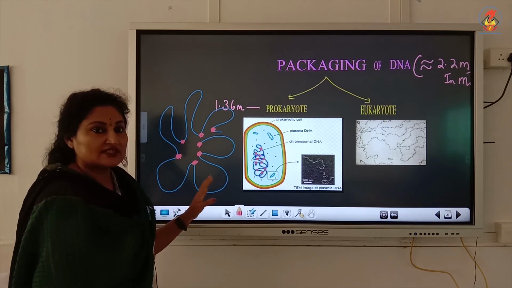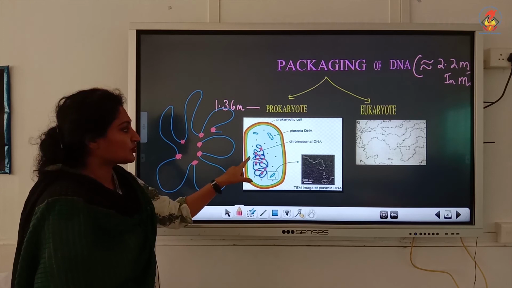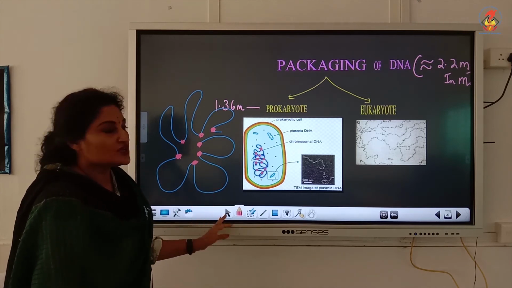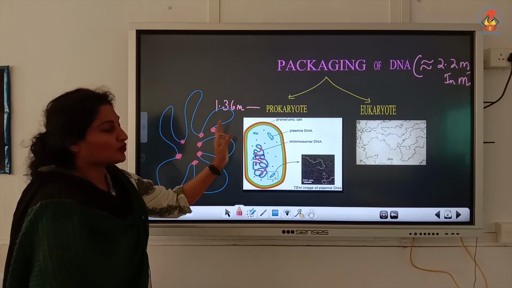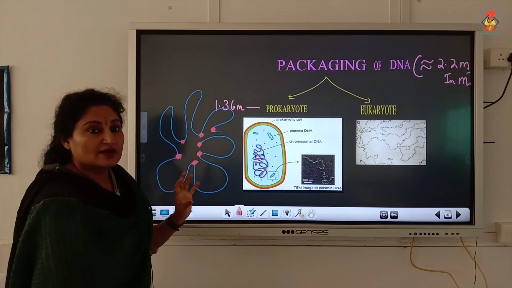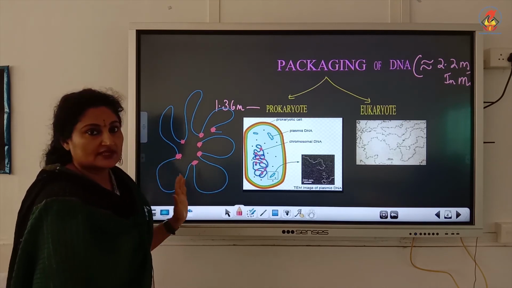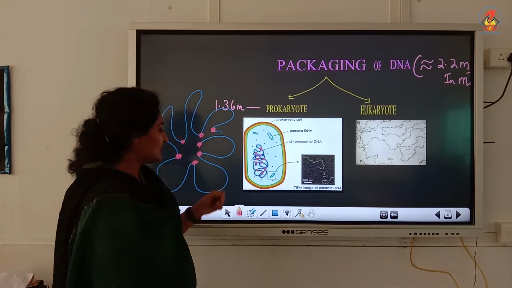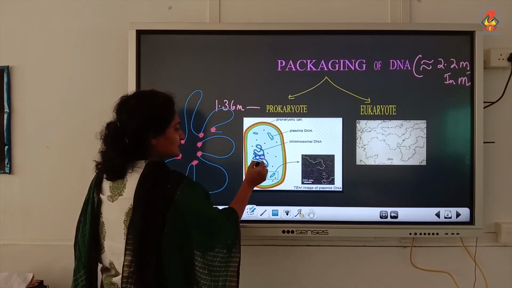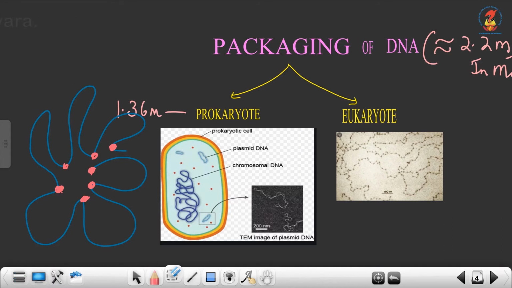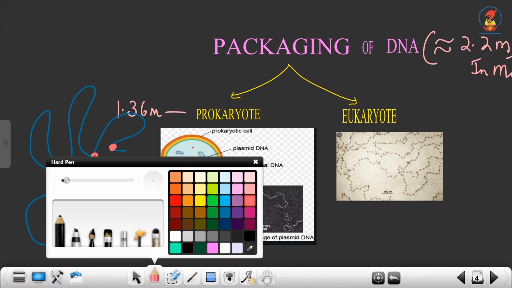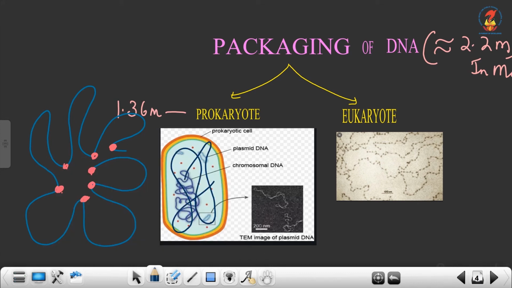DNA being negatively charged, they are held by positively charged proteins in the form of loops, large loops. So the answer to this packaging of DNA in prokaryotic cell is they are packaged in the form of large loops held by positively charged proteins. Clear? If we remove these proteins, what would have happened to the DNA? They would have stretched and spread in the entire cytoplasm. But these are held in position with the help of these positively charged proteins. And remember, DNA is negatively charged.